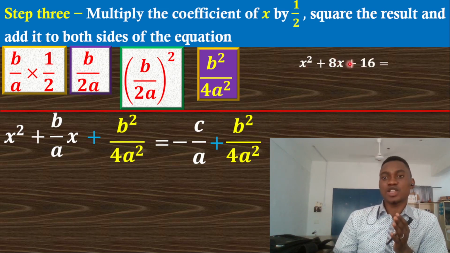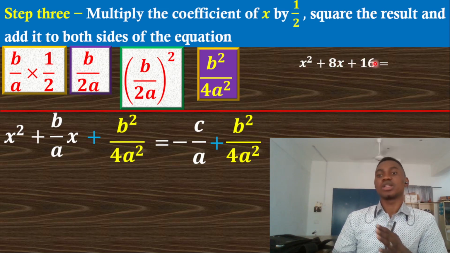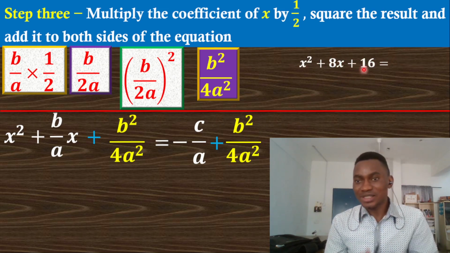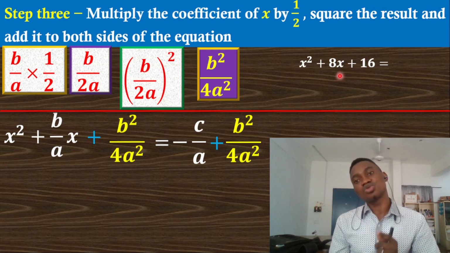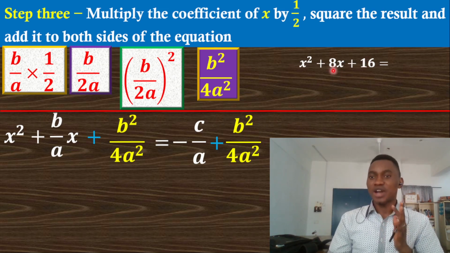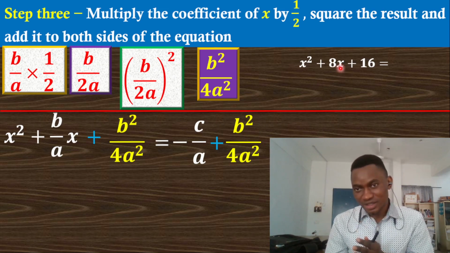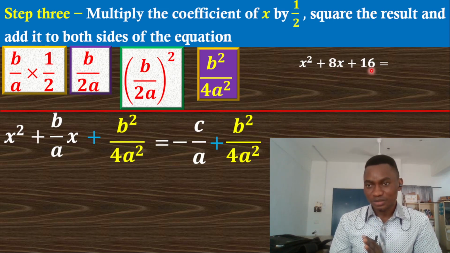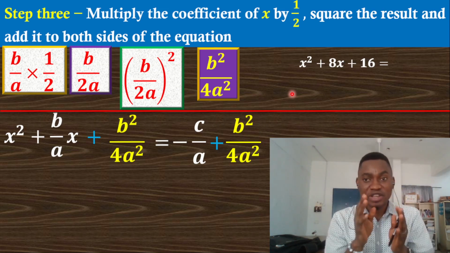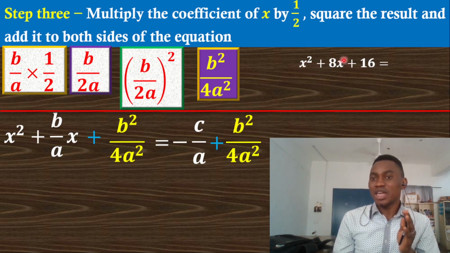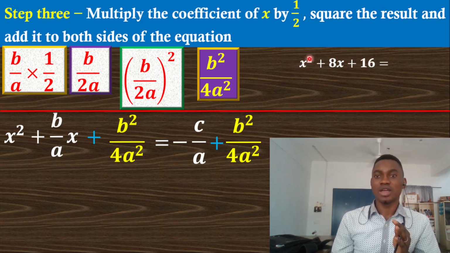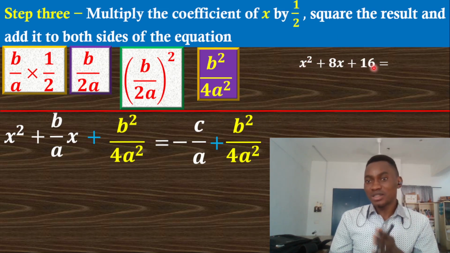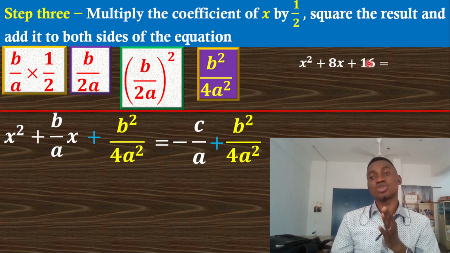X squared plus 8x plus 16 is a perfect square trinomial because the last term is equal to the square of half of the coefficient of x. As you can see, the coefficient of x is what? 8. 8 over 2 is 4. 4 squared is what? 16. Another property of a perfect square trinomial is that the extreme terms are perfect squares. As you can see, x squared is a perfect square, and this last term, this constant 16, is also a perfect square.